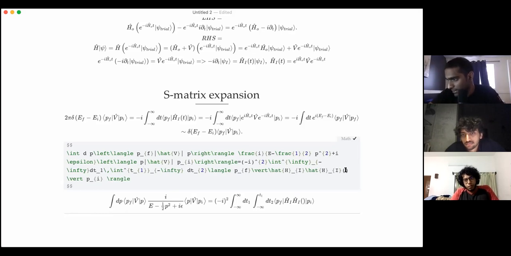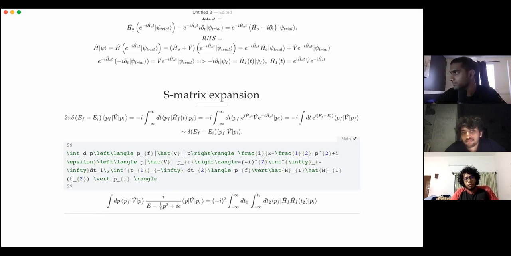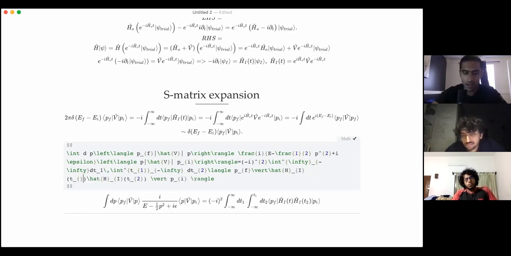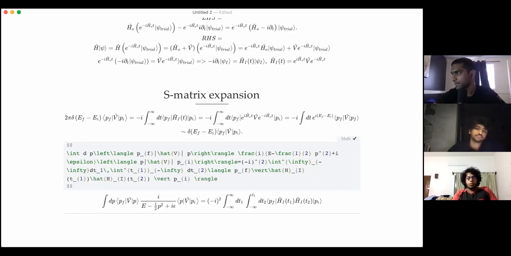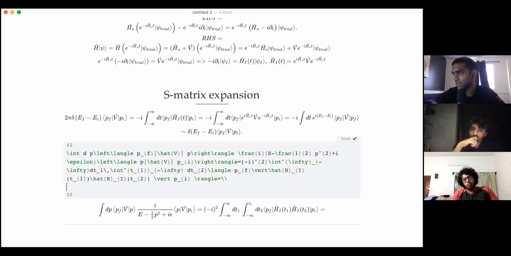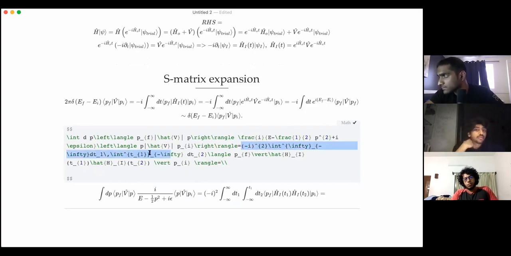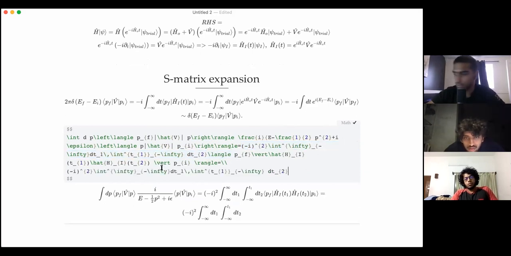But you see, it's going to matter because I'm going to have here T2, and here I'm going to have T1. And clearly we see an integral dp on the left-hand side that we don't see on the right-hand side. Okay. So let's insert that. Let me copy down the integrals I had before, the time integrals. Okay, this is going to be great. Everything's going to make sense.